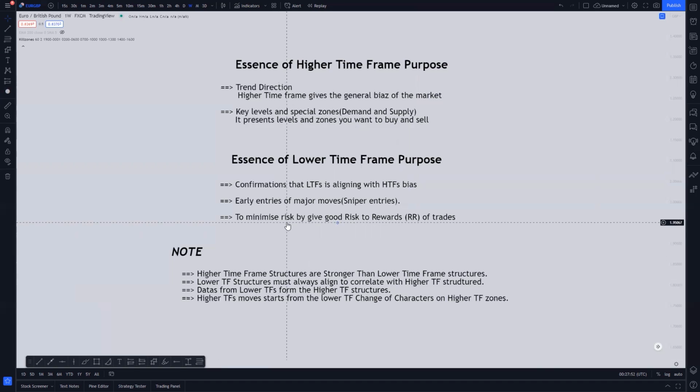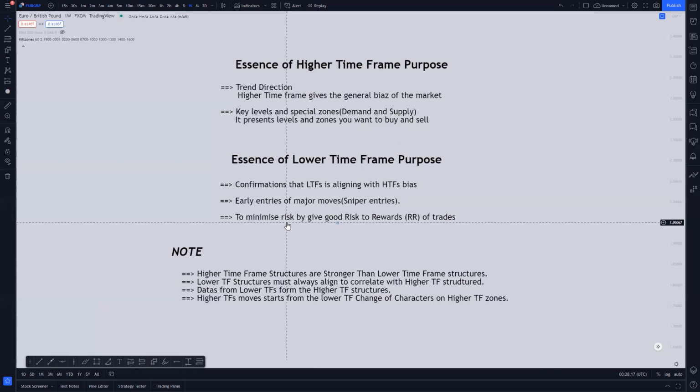From what I showed us in the schematic just now, at points where we have change of character, it is the lower time frame that presents us a change of character to make us know that the lower time frame is now ready to align with the higher time frame. And this is one of the reasons why we go down to lower time frame to take trades, which leads us to our number 2 point of the purpose of lower time frame: to present early entries of major moves.